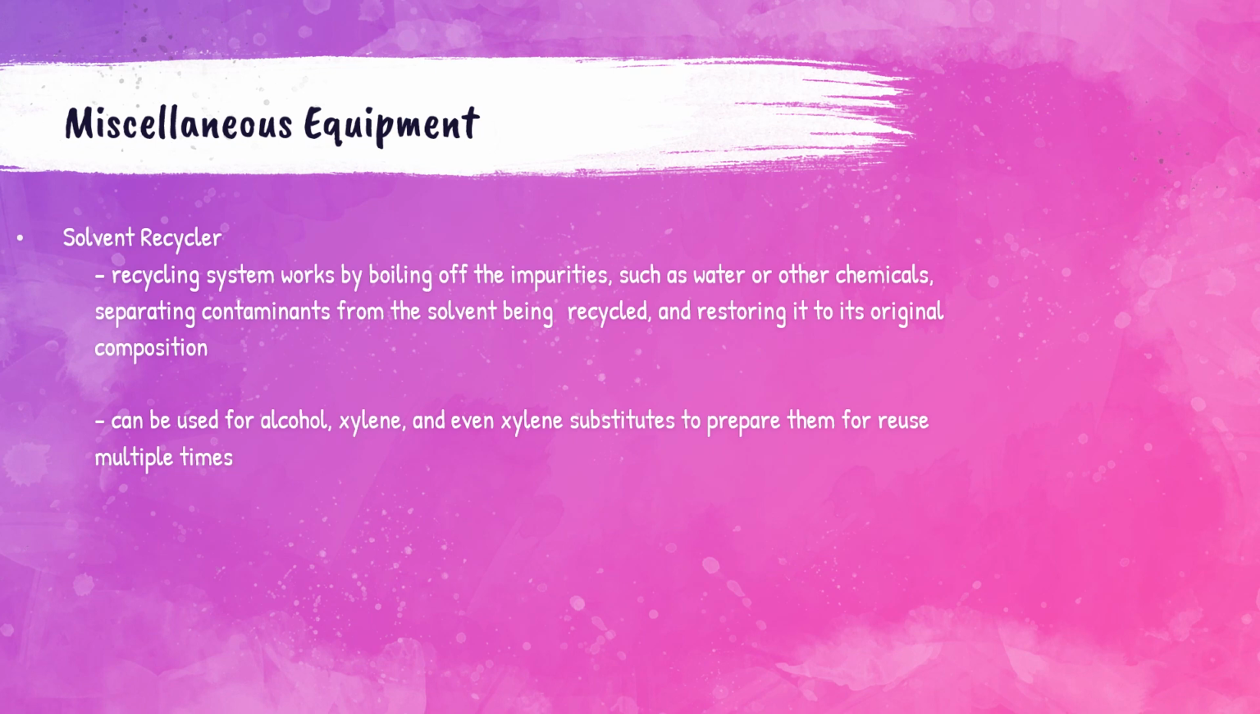Solvent recyclers are large machines that distill chemicals for their reuse. This can be used for xylene, alcohol, and xylene substitutes. It allows these chemicals to be reused multiple times if desired.